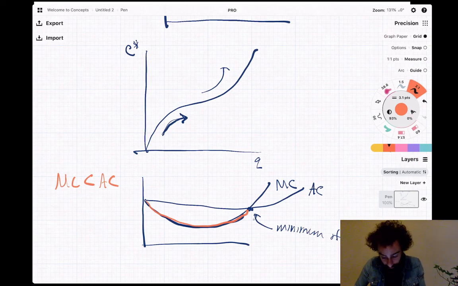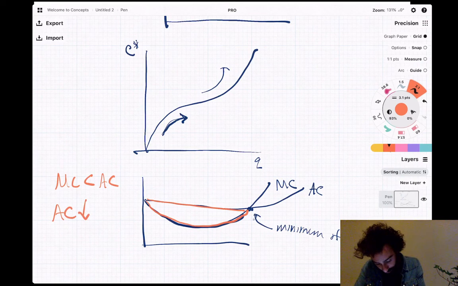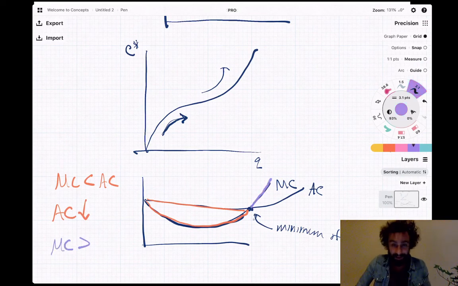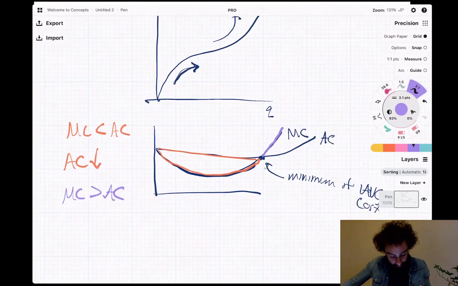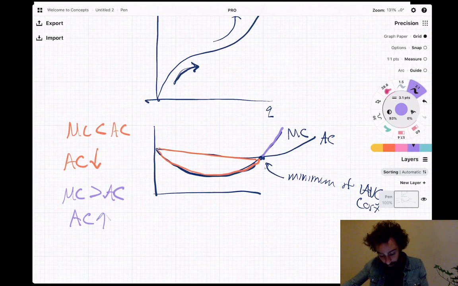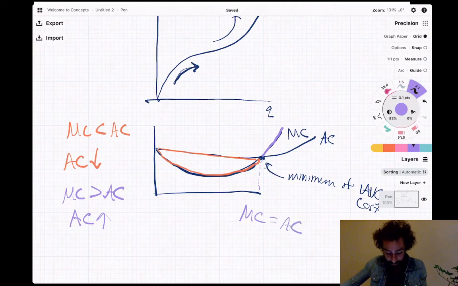So that means that in the orange region, average cost is going down. Then we have the purple region. The marginal cost is above the average cost, right? And for exactly the inverse logic, if we add a new cost of a baseball bat and it's higher than the average cost of baseball bats, now we're increasing the average cost. So that means the average cost is increasing, which means at this point where the marginal cost and average cost intersect, when marginal cost equals average cost, this is the minimum of the average cost.